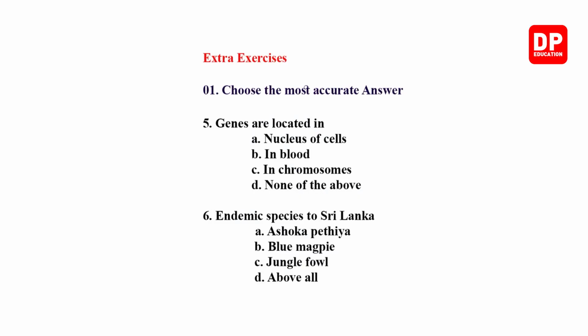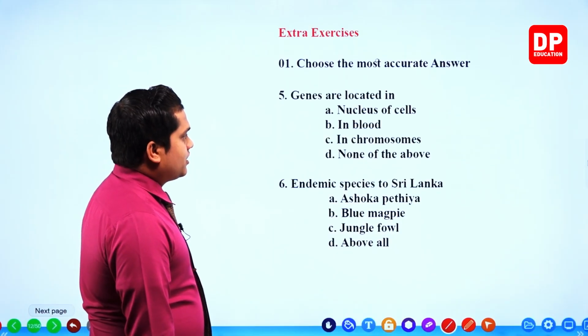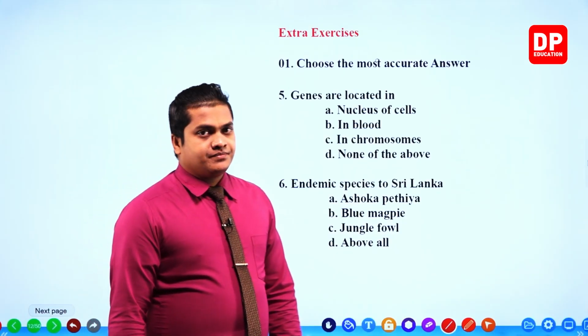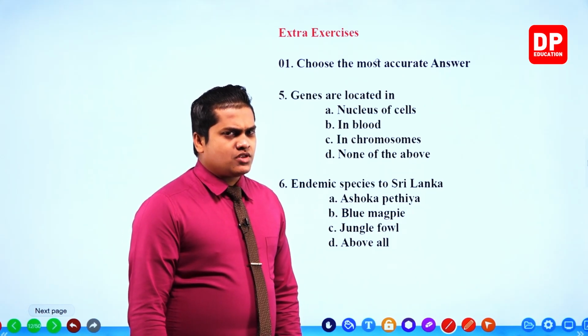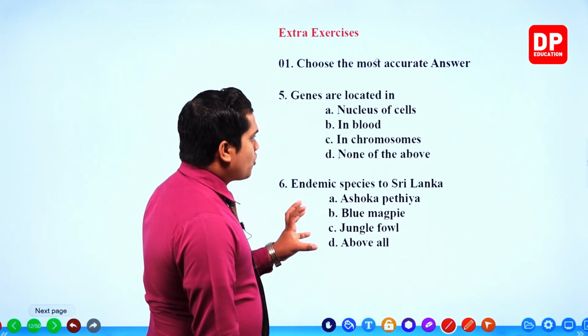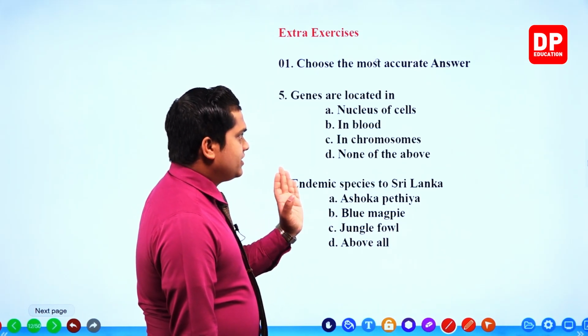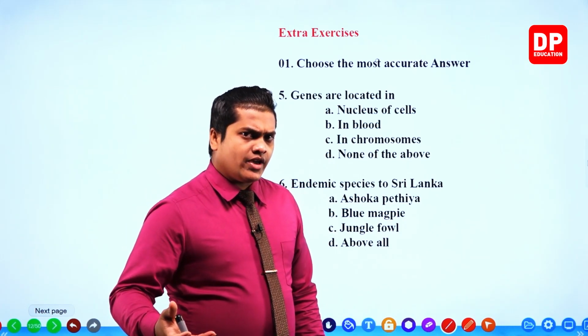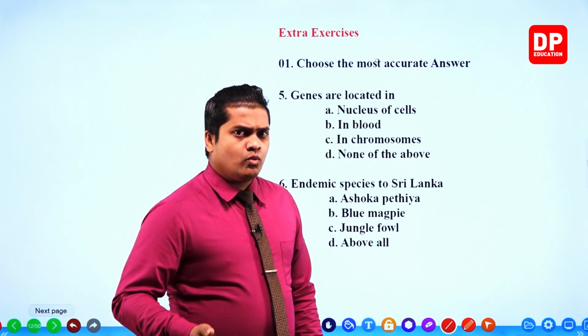Next one. Genes are located in: A. Nucleus of cells, B. Blood, C. Chromosomes, D. None of the above. Now, this is a somewhat confusing question, right? There are two possible answers. We know that chromosomes are located within the nucleus of cells. Then where are the genes located? Nucleus or chromosomes? What is the correct answer?